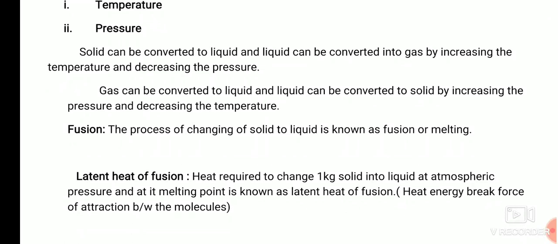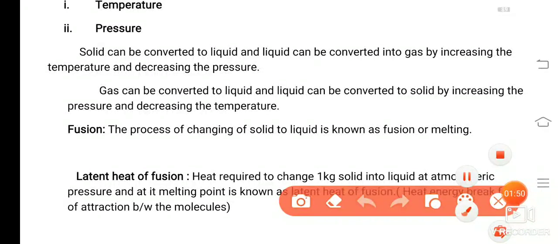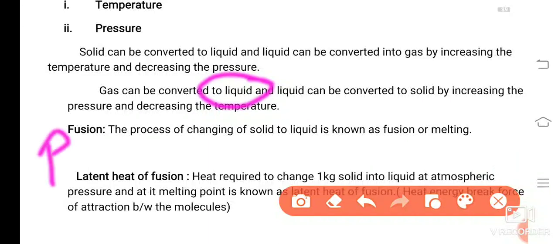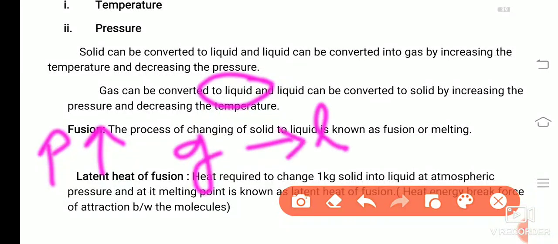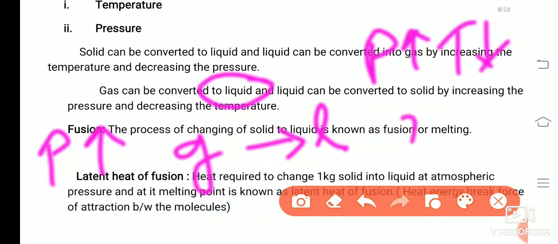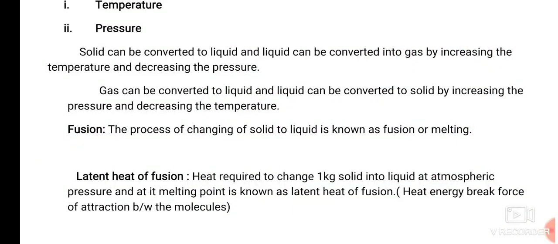Gases can be converted to liquid and liquid can be converted to solid by increasing pressure. The next factor is pressure. Gases can be converted into liquid. When the pressure is increased, the gas is converted into liquid, right? And if you increase the pressure and decrease the temperature, then gas is converted into solid also. So these are the two factors.